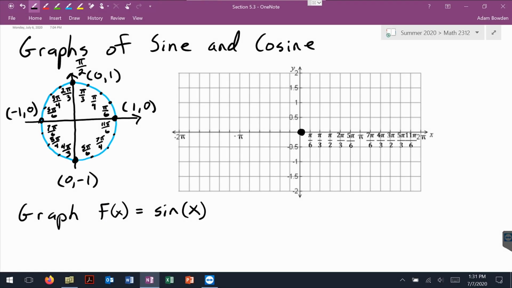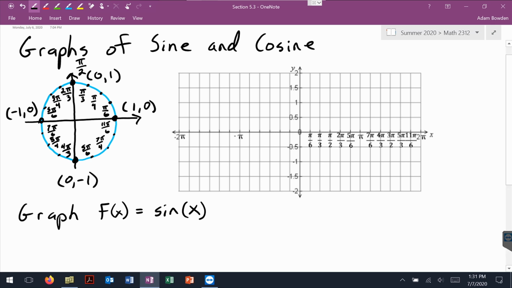So in section 5.3, we're going to be talking about the graphs of the trig functions. Particularly here, we're going to start off with the sine and cosine functions. And so what we're going to be doing here is taking the values of sine and cosine and plotting them like we would the y values for a function, starting with an x value as an input and putting a y value out as the output.